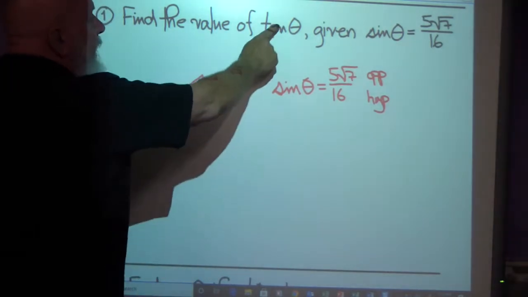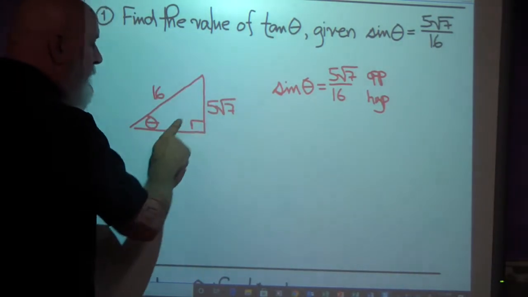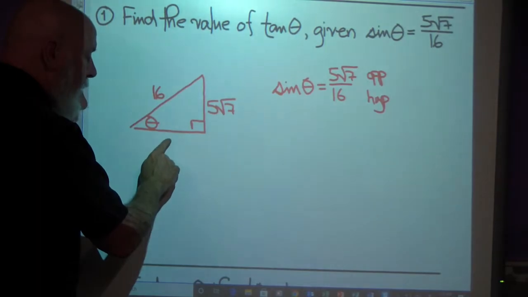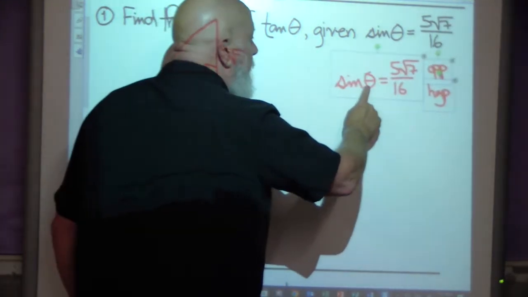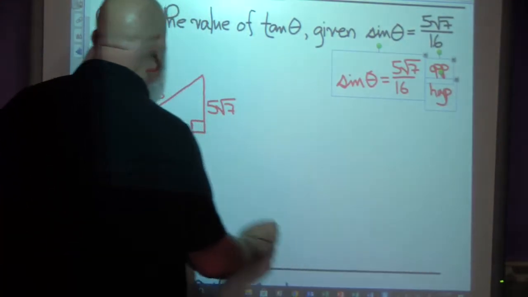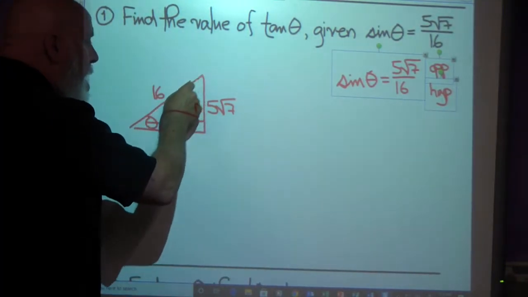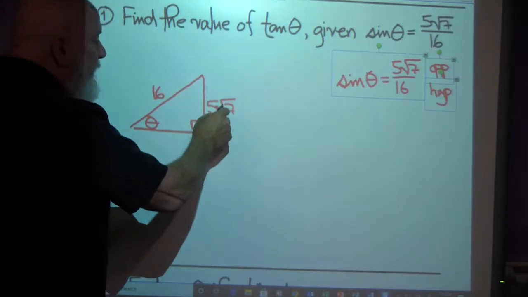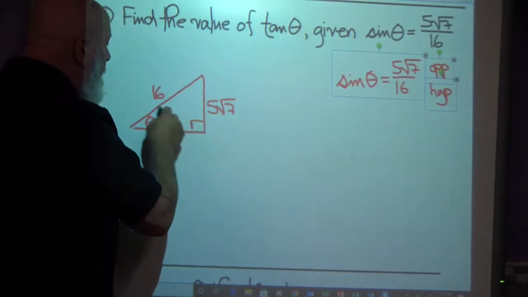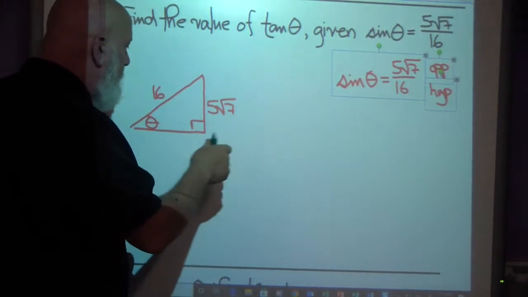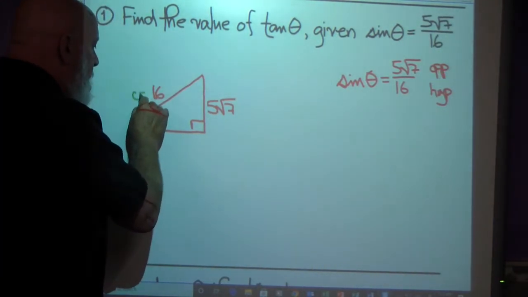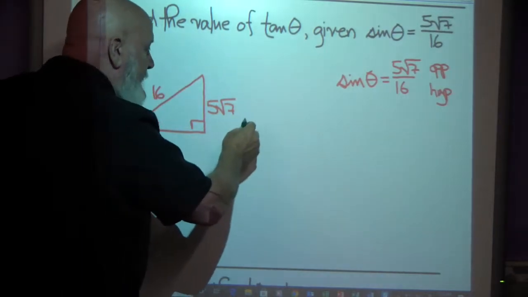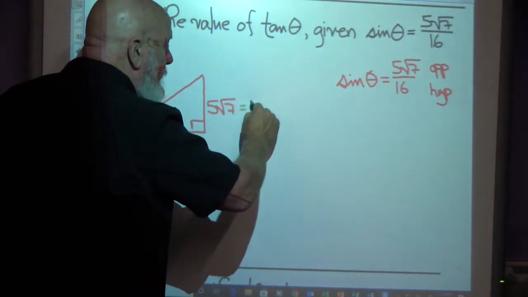And I'm asked to find the tangent of theta, so I need the opposite over the adjacent. So I have to find this side. So I'm going to use my Pythagorean theorem. Remember that C is always the hypotenuse, and I'm going to call this A or B, it doesn't matter. I'm going to say A squared plus B squared is equal to C squared, and this has got to be C. So here's C. I'll call this B just for the heck of it. I got to call it something.